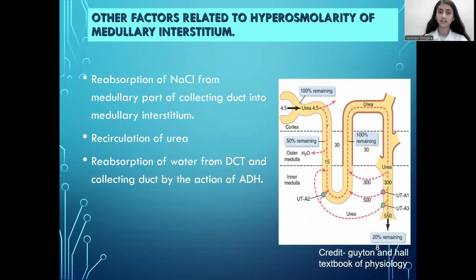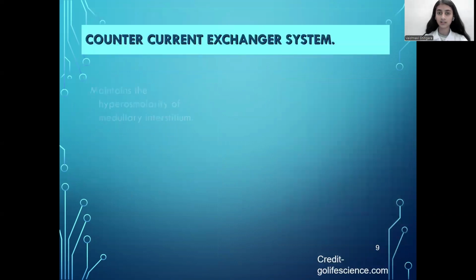The other factors related to the hyperosmolarity of the medulla are reabsorption of NaCl from the medullary part of the collecting duct into the interstitium, recirculation of urea, and reabsorption of water from the DCT and collecting duct by the action of ADH. So now, the countercurrent exchanger system. It maintains the hyperosmolarity of the medullary interstitium, which was previously established by the countercurrent multiplier system.